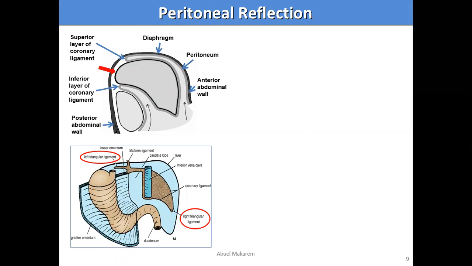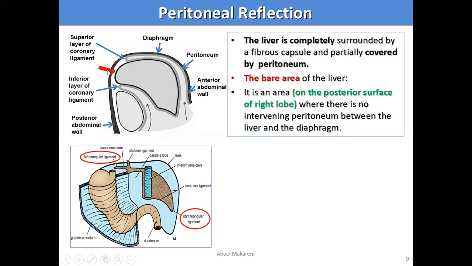Now coming to the peritoneal relations of the liver. So this is the picture showing you the side view of the liver with the peritoneum. This is the liver, this is how it looks like. This is the visceral surface, posterior inferior surface. And you can see the peritoneum, how it is covering. It is not covering completely. So these areas where it is not covered, those are called as the bare areas of the liver.